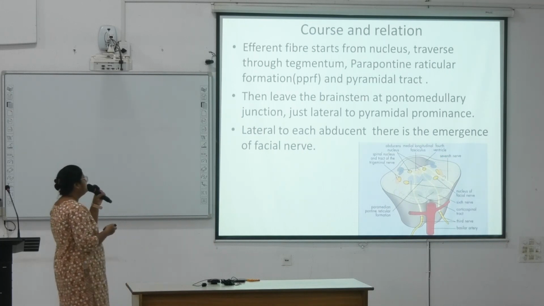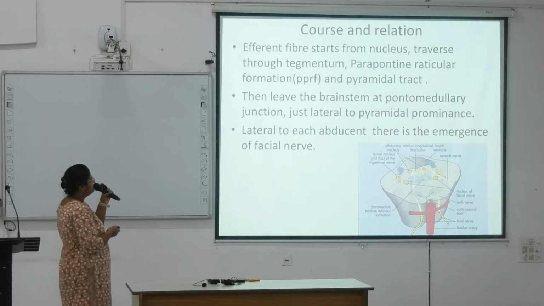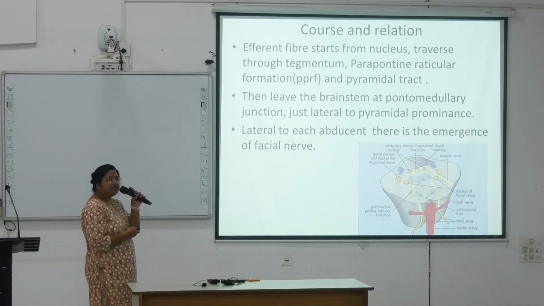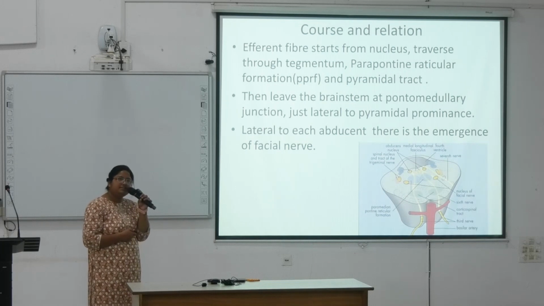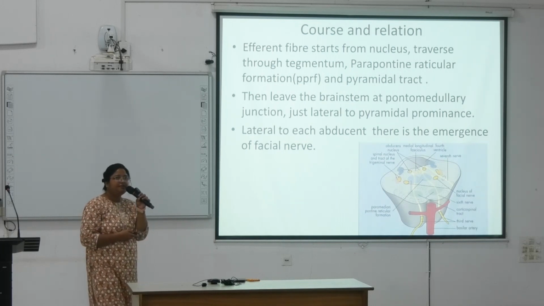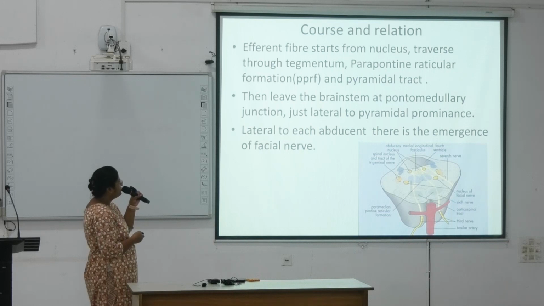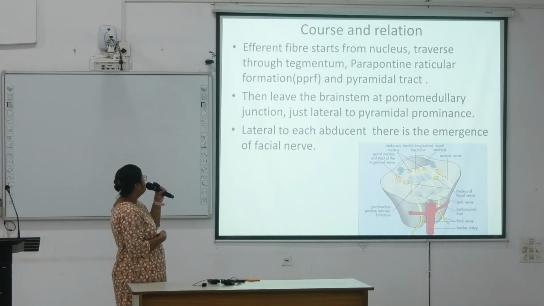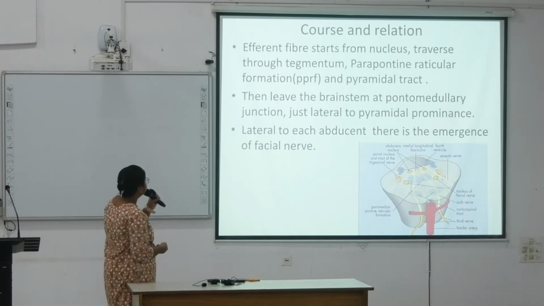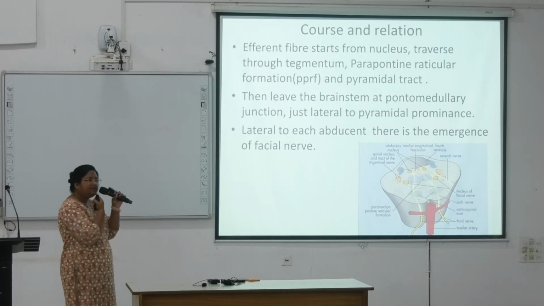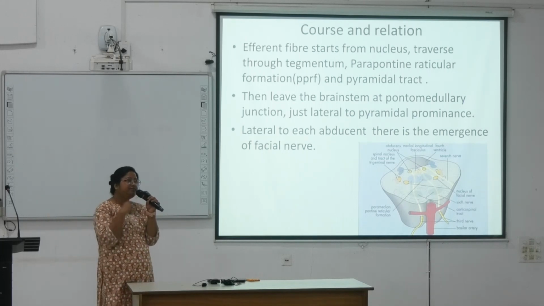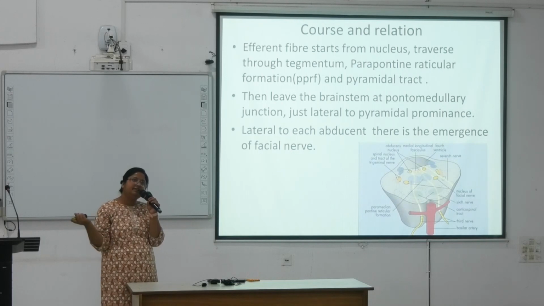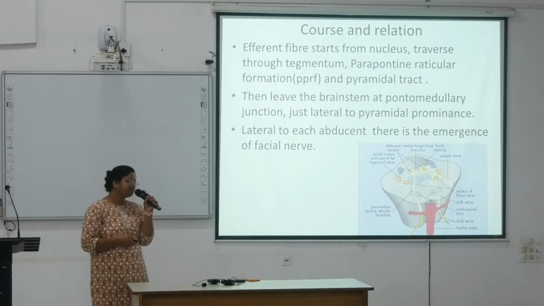Then it leaves the brainstem at the pontomedullary junction just lateral to the pyramidal prominence. This location is important, where it comes out lateral to the pyramid of the medulla. Lateral to each abducent nerve, there is the emergence of the facial nerve. So here the facial nerve is emerging, and the abducent nerve is emerging here. The pontomedullary junction is very, very important. Three cranial nerves emerge from medial to lateral: 6th, 7th and 8th, with 2 divisions of the 8th.